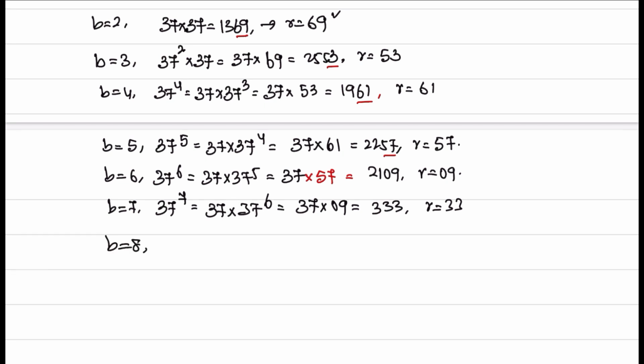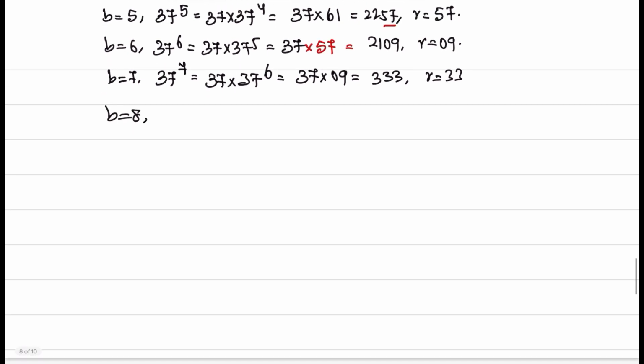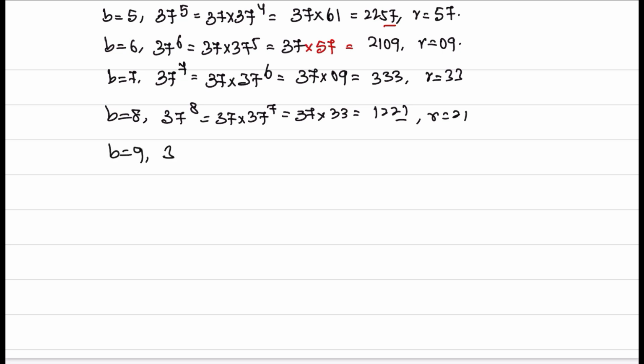When b is equal to 8, 37 to the power of 8 is equal to 37 into 37 to the power of 7, that is 37 into 33, that is equal to 1221. Last two digits only we are taking. Remainder is 21. Now 37 to the power of 9 is equal to 37 into 37 to the power of 8, that is 37 into the remainder of 8, which is 21, that is equal to 777. Remainder is equal to 77.